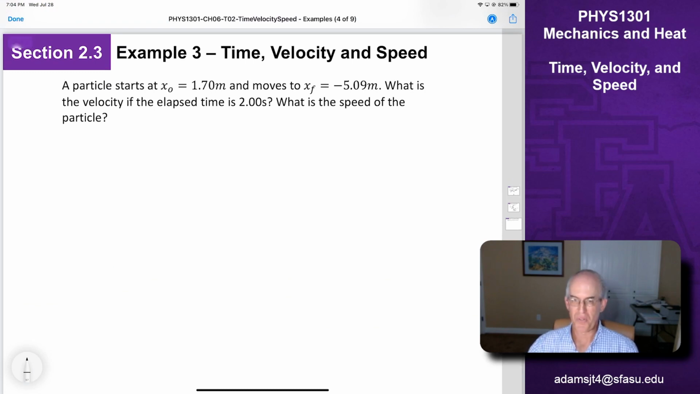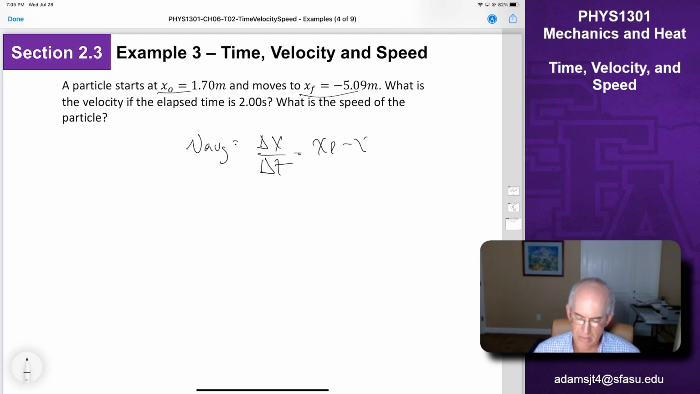And we're going to go with this thing one more time. Here we have a particle beginning at x sub naught equals 1.7 meters. We see it moves to some final location, x sub f is equal to minus 5.09 meters, and we're told the elapsed time is 2 seconds. And here we're going to be asked, what is the speed of the particle? Remember, the speed is just the magnitude of the velocity. I'm tempted to write out my average velocity first and just say that's delta x over delta t, in this case x sub f minus x sub naught in that numerator.